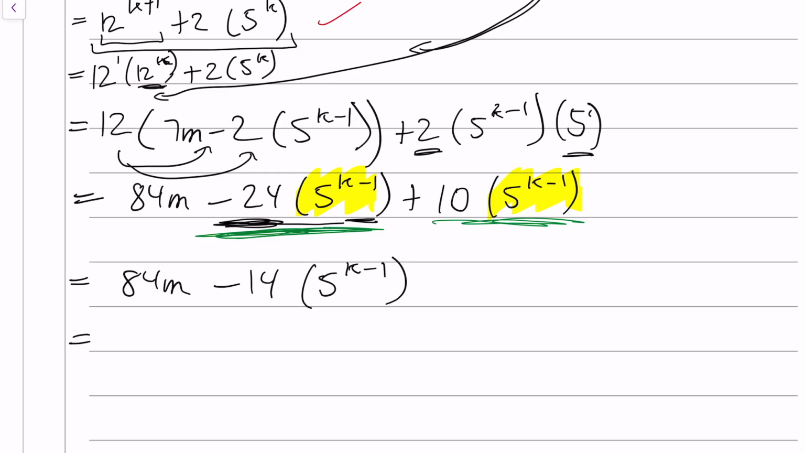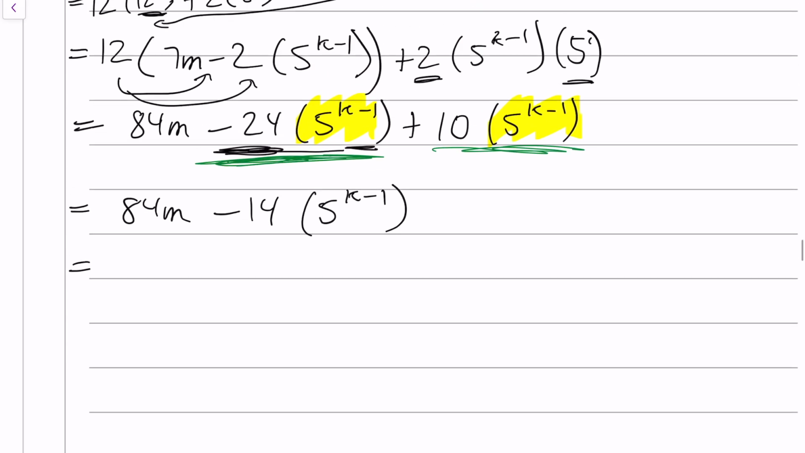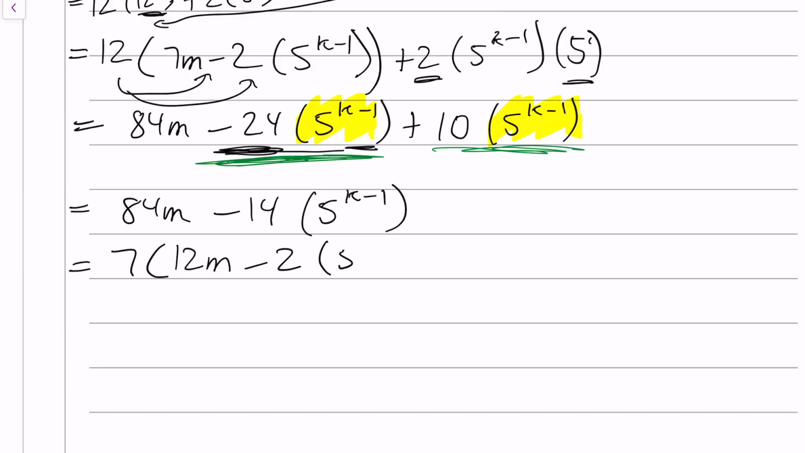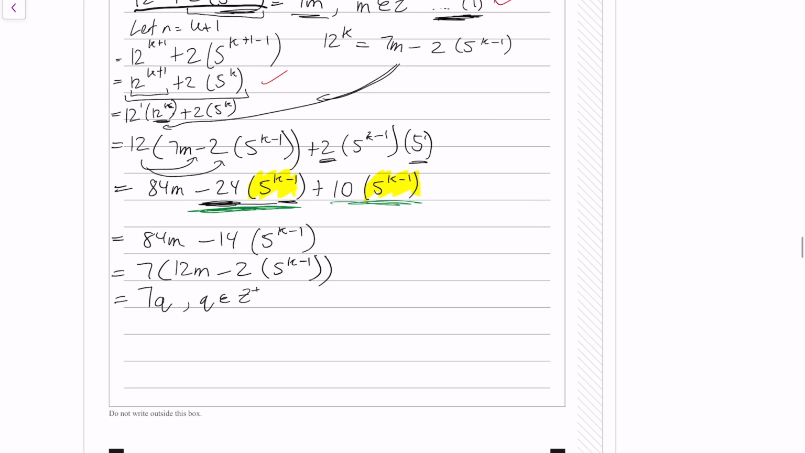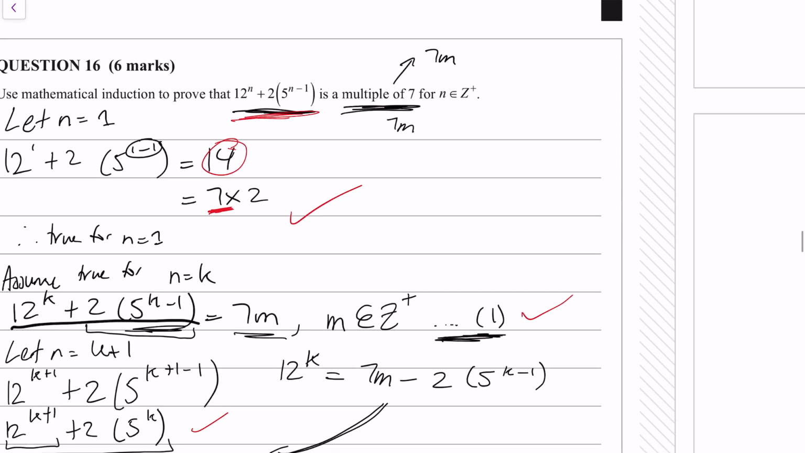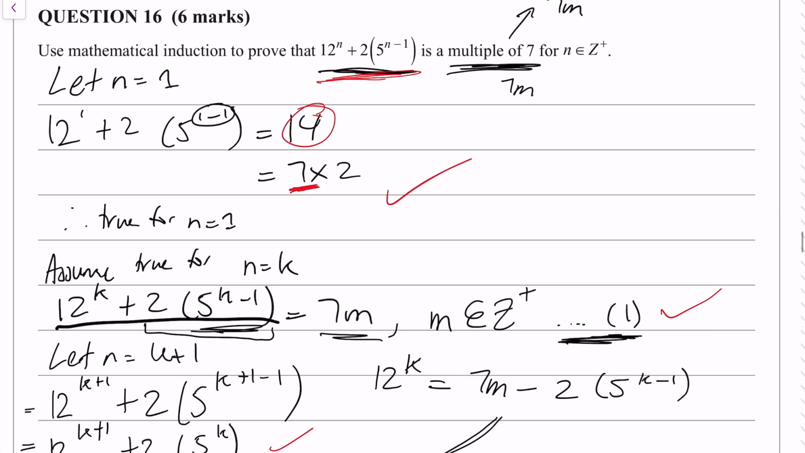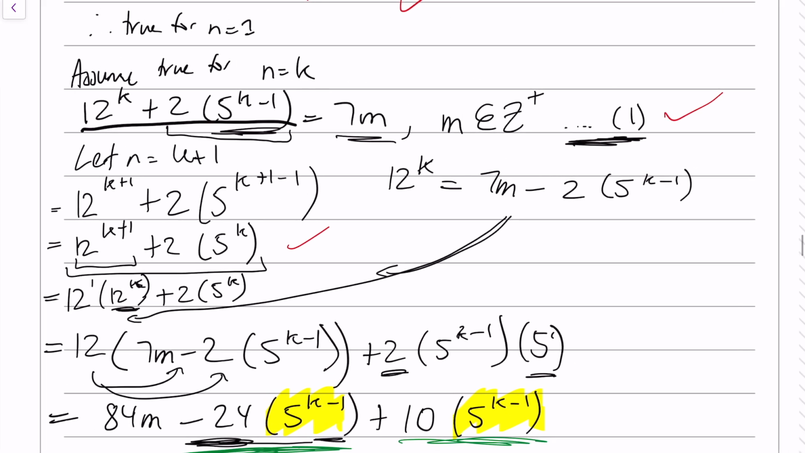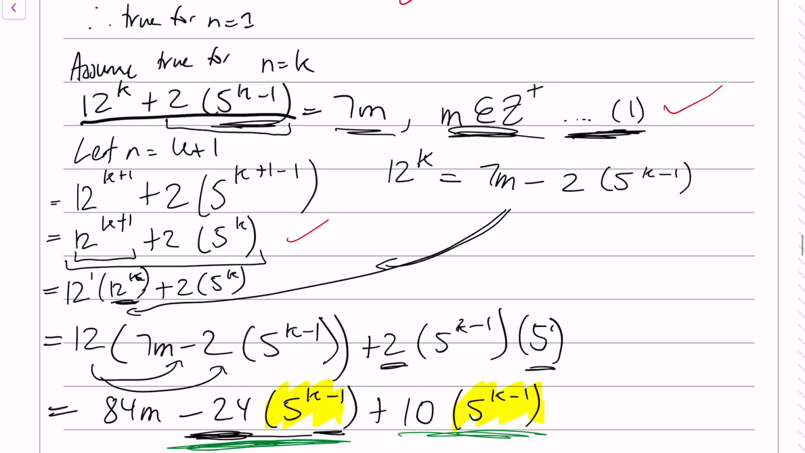Okay? And now I can clearly see that I can factorize a 7 out of all this. 7 times 12m, sorry, minus 2 times 5 to the k minus 1. And that's going to be equal to 7q, where q is obviously going to be a positive integer because my k is obviously the same subset of n, which is a positive integer, as well as my m. I have stated in my assumption that m is a positive integer as well here.